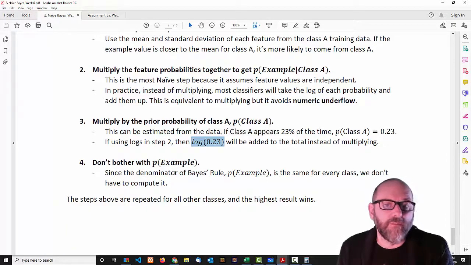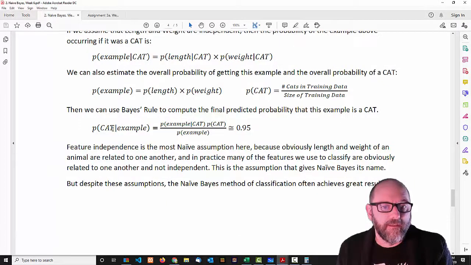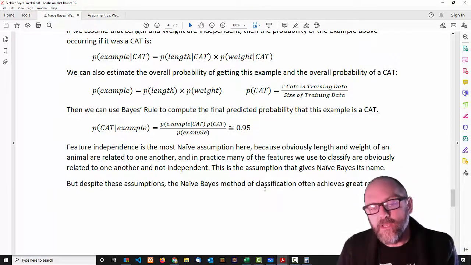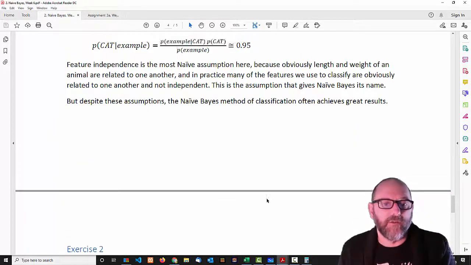And most classifiers don't bother with the denominator. So if you remember over here, here's the example. Both cats and dogs, so if we're trying to do probability for dogs, it'll divide by the same denominator. So most classifiers won't bother to compute the denominator. It's just extra work that they don't need to do because you're dividing every result by that same denominator. So they just don't bother with it.